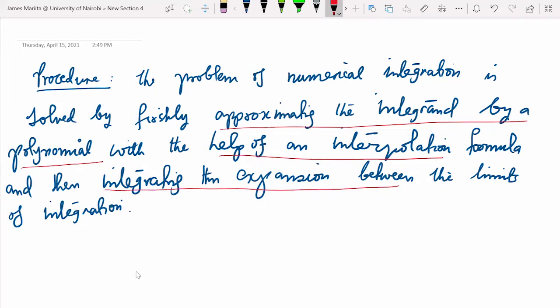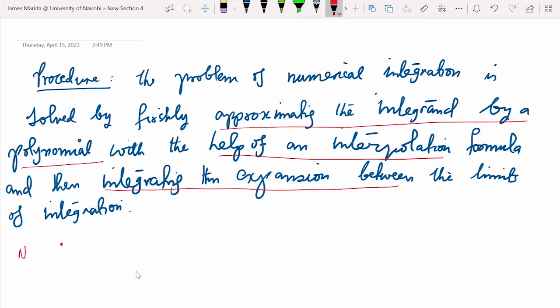Now, like we have done before when we were talking about interpolation, we had two situations: where the values were equidistant, or where we were talking about equidistant ordinates, and where they were not equidistant. So we are going to look at appropriate methods of numerical integration based on the distance between successive points or the ordinates.